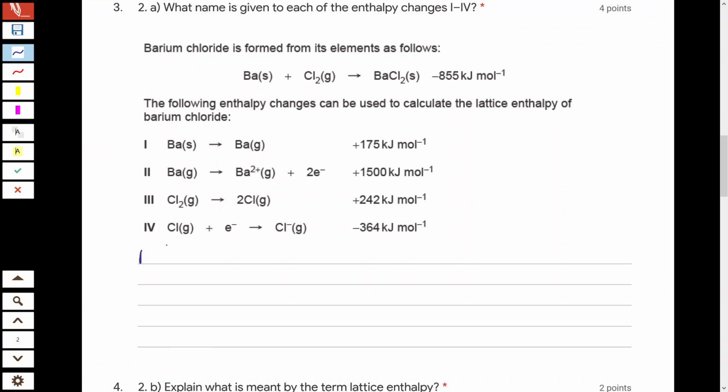So the first one, we've got barium as a solid going to barium as a gas. That's just a straightforward one, that's just the enthalpy of atomization of barium.